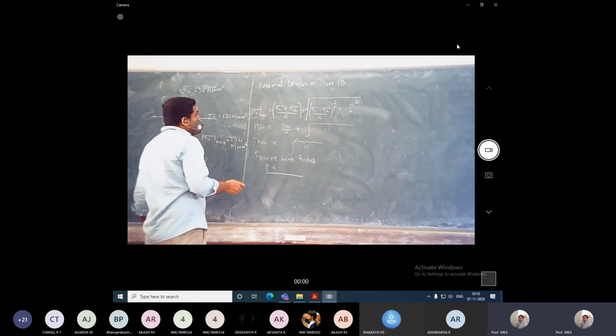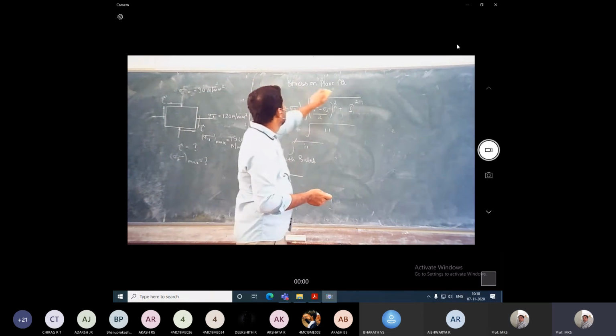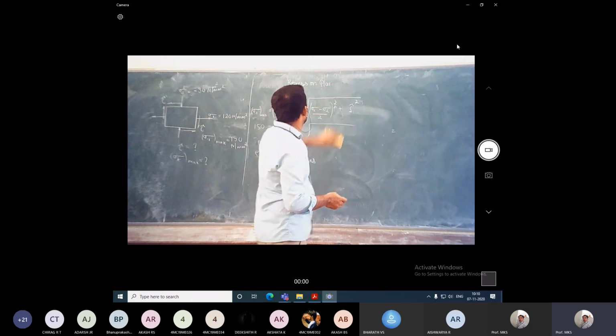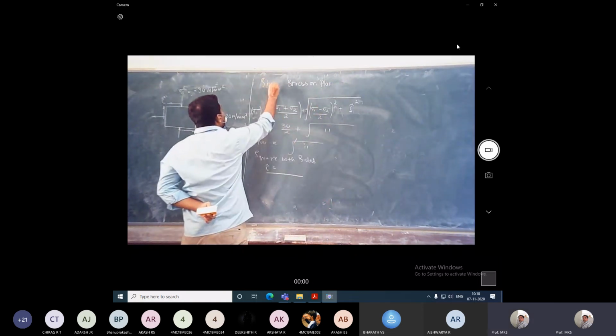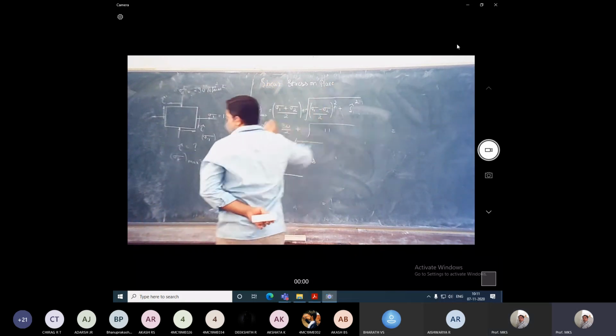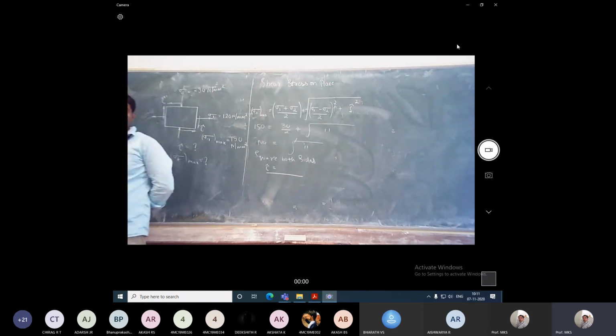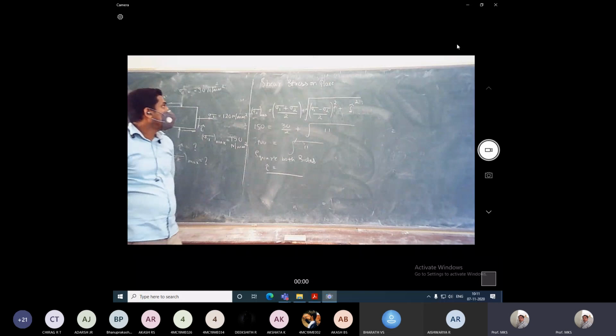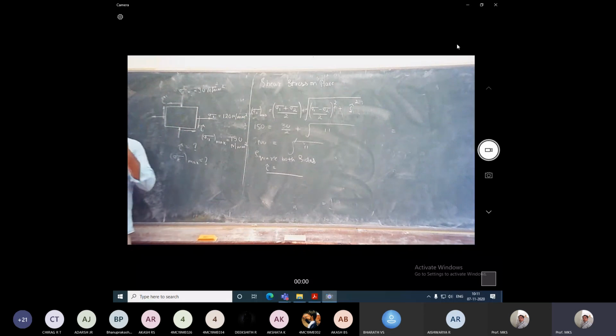So here you should find a shear stress on a plane. So what is tau? 106.066.